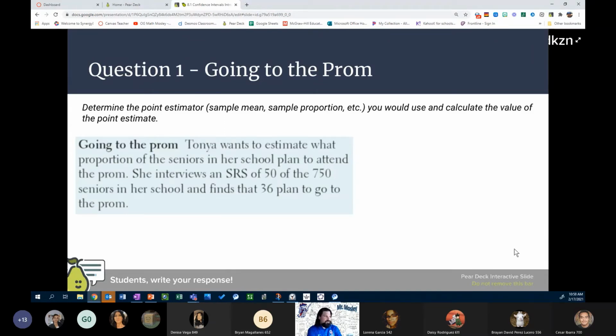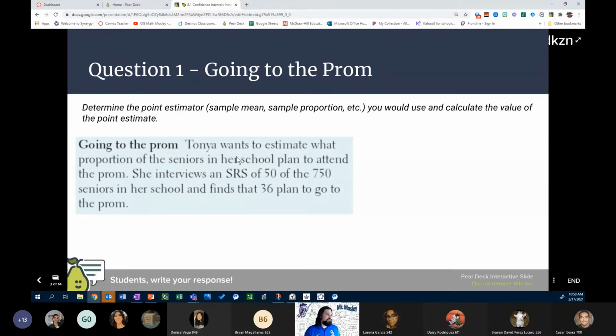For this context, you want to determine the point estimator, right? Are we using a sample mean? Are we using a sample proportion? It's going to be one of those. You don't need to find all of them. We can't find all of them with the information we have. So select the 1 point estimator that you would use and calculate the value of the point estimate. So what is the point estimator you're going to use? Sample mean, sample proportion, sample standard deviation. What can you use given the context? And then what is the value of the point estimate?